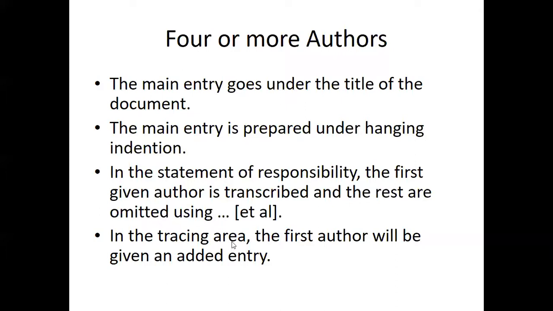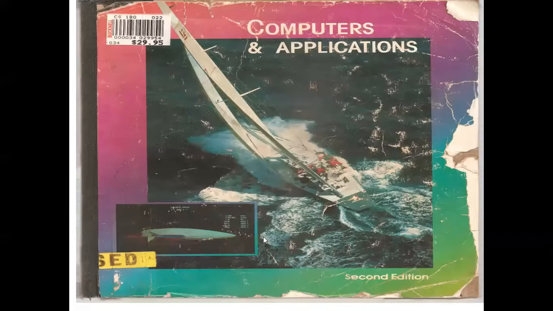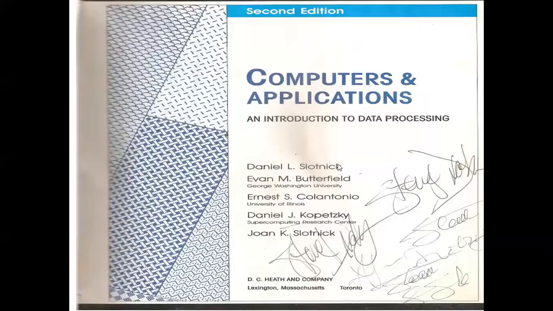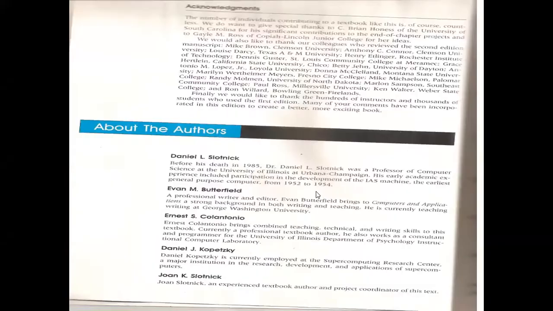And lastly, in the tracing area, it is only the first author that will be given an added entry. So let us check this out. If this is the book, the title page has the first author as Daniel A. Slotnick. So it is only Daniel L. Slotnick who will be recorded in the statement of responsibility. And then these other ones will be omitted. Let us confirm.